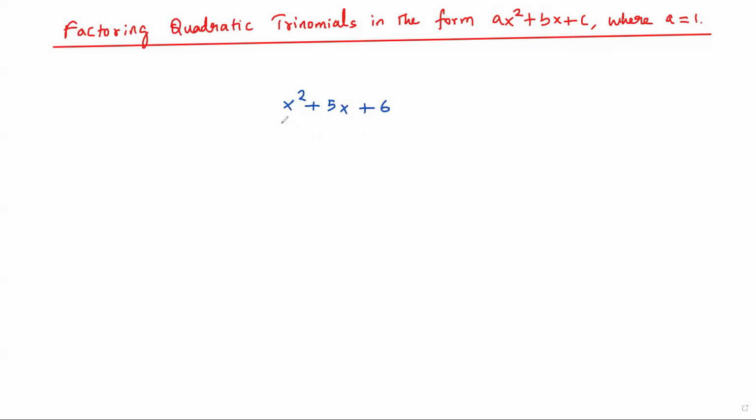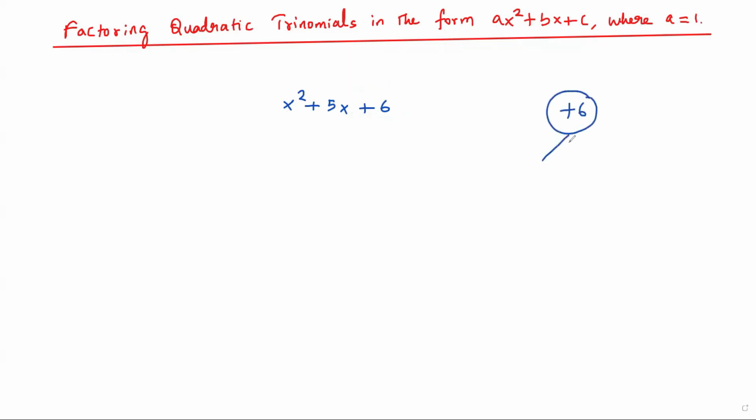In this quadratic trinomial, the coefficient of x² is 1 because we don't find any number in front of x². So I have to assume there is 1 in front of x². Specifically, the value of a is 1. Whenever I want to factor a quadratic trinomial in the form ax² + bx + c, where a is equal to 1, I have to consider the constant term in the given quadratic trinomial. So in this case, it's positive 6.